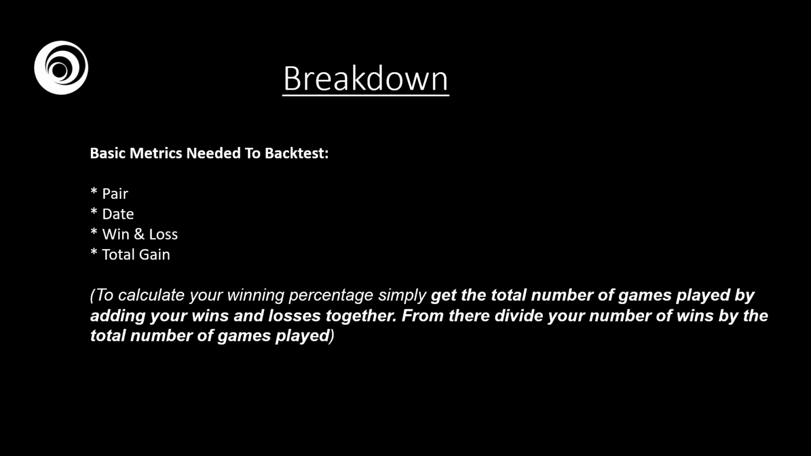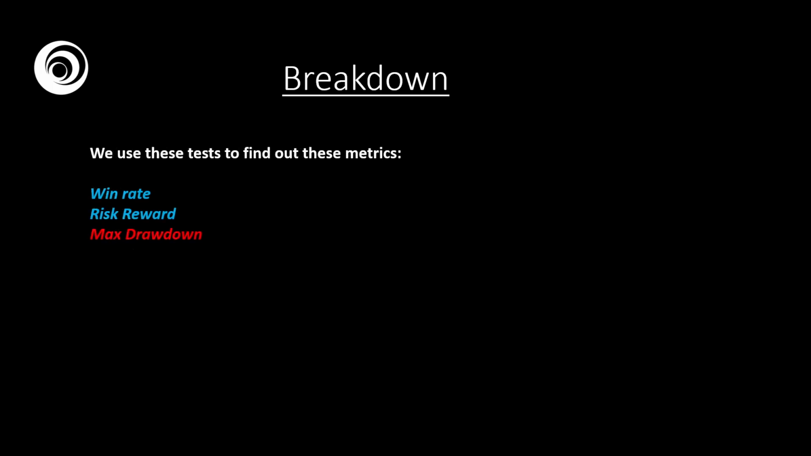So, breakdown of the basic metrics we need. We need to make sure we put in what pair we're trading, the dates, the win-loss, total gain. So these are the 3 most important metrics: win rate, risk to reward, max drawdown. You need to know what your win rate is. If it's a 50% win rate, you're going to lose half of your trades. Your risk to reward needs to be right in relation to your win rate. So if you're going for a 2-to-1 and your win rate's 50%, you're going to be all right in the long run. And max drawdown, you need to know what your max drawdown is.